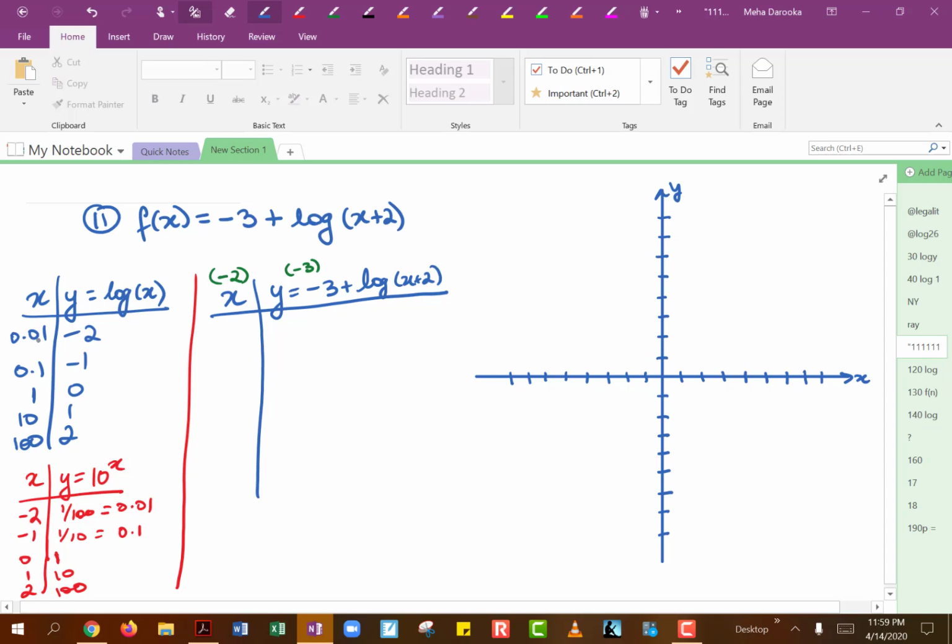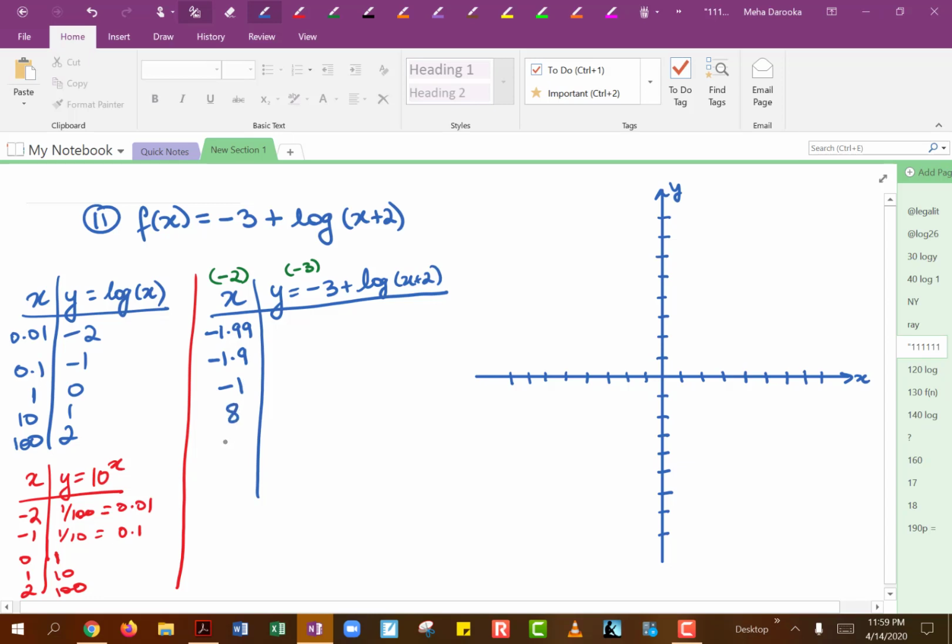So 0.01 subtracted by 2 will give you -1.99. Again I'm looking at my log of x table, 0.1 minus 2 will give you negative 1.9. 1 minus 2 will of course give you negative 1. 10 minus 2 will be 8. 100 minus 2 would be 98, right?